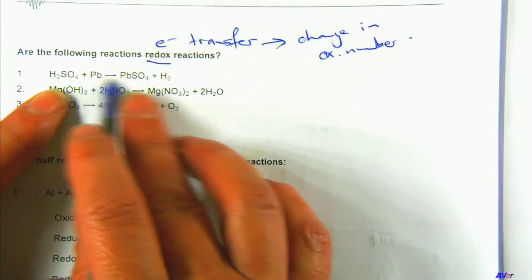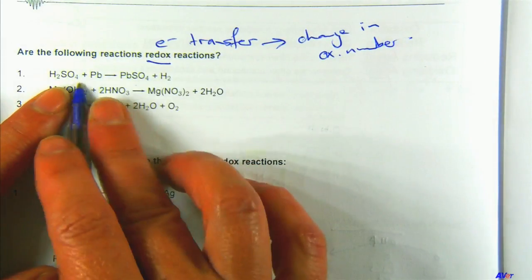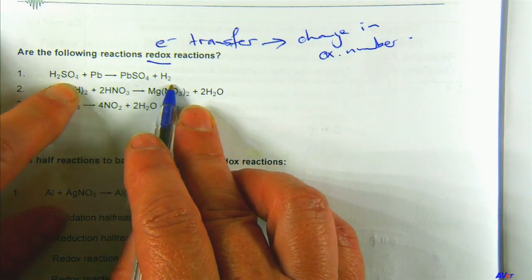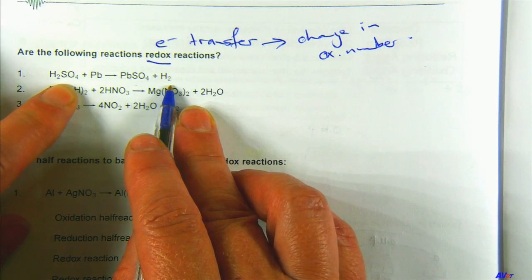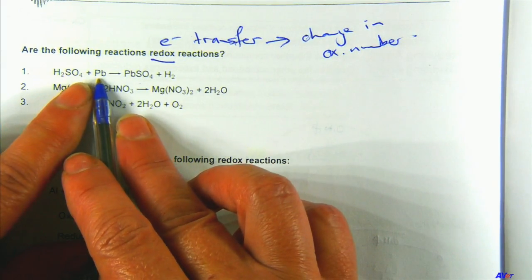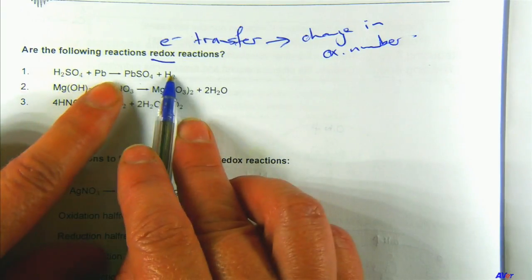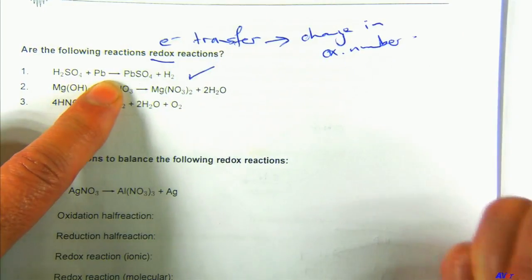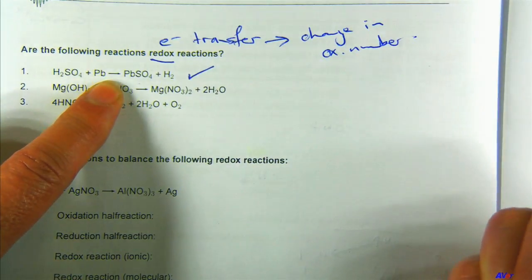So if you look at this first one, is that a redox reaction? Yes. You don't have to check every single one. Just check one. If there's one that changes, then it's fine. Can you see the lead? Out there it would have a 0. And in there it would have something else. And that is good enough to tell me there's something changing oxidation number, there's electron transfer.